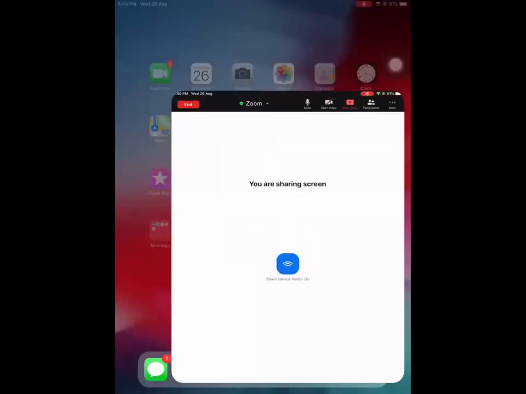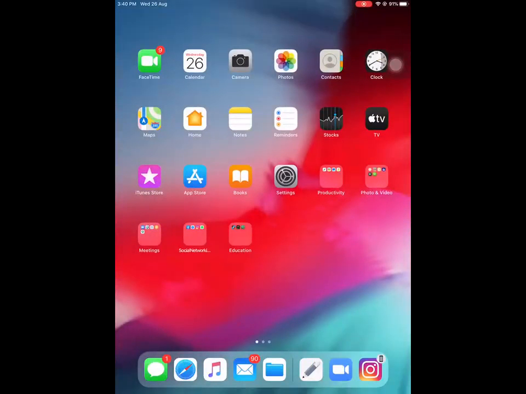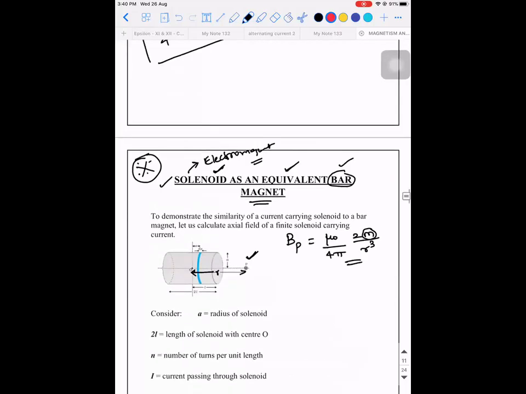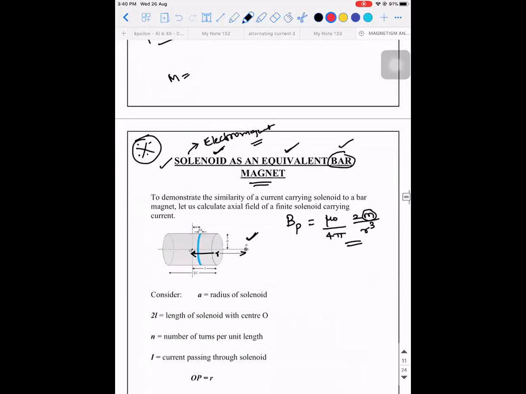So what is the expected value? So mu naught divided by 4 pi into 2m by r cube. 2m divided by r cube. The only difference is going to be when you derived it for a bar magnet, what did the magnetic dipole moment come out as?